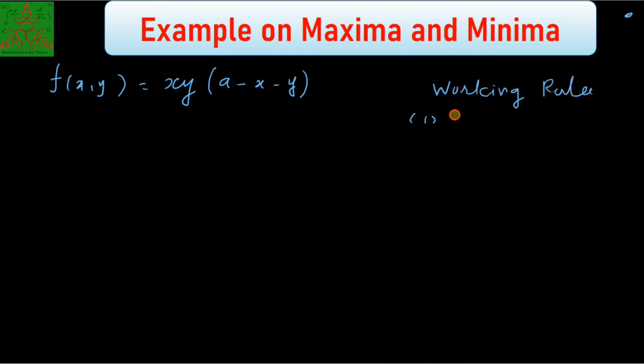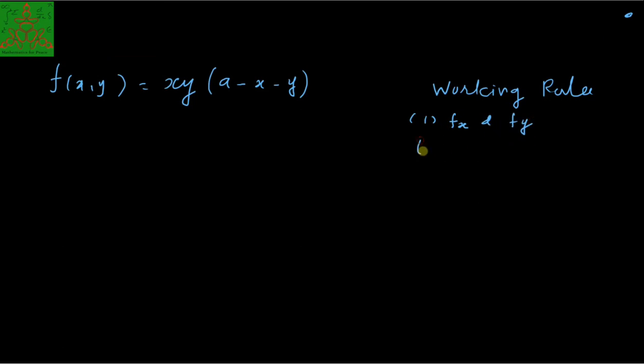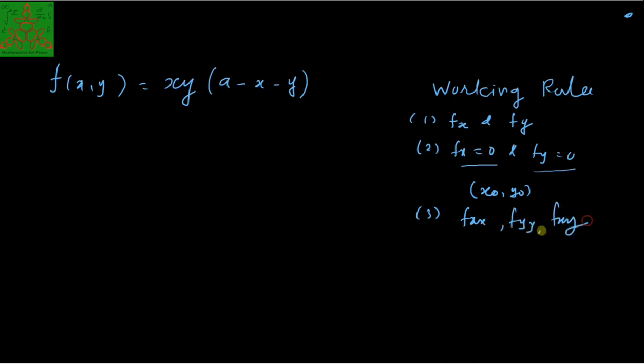The first step is calculating fx and fy. The second step is setting fx = 0 and fy = 0. By doing this, we calculate all the critical points, which I am calling (x0, y0). The third step is to calculate fxx, fyy, and fxy. The fourth step is to calculate D, that is fxx times fyy minus fxy squared.